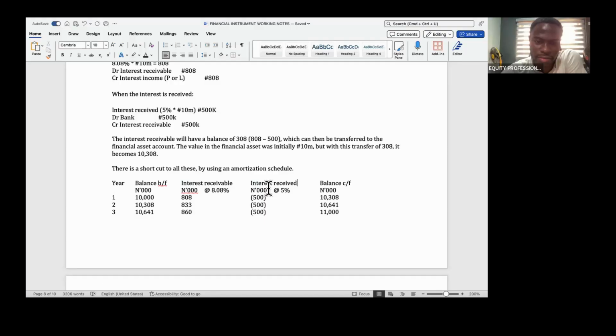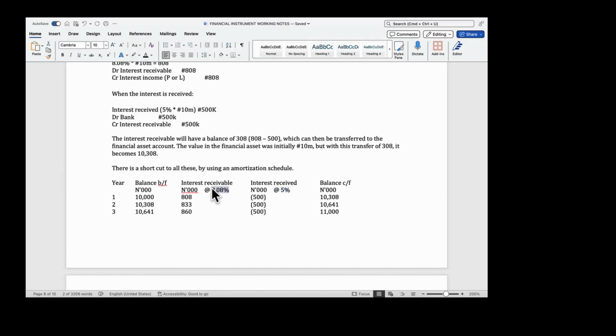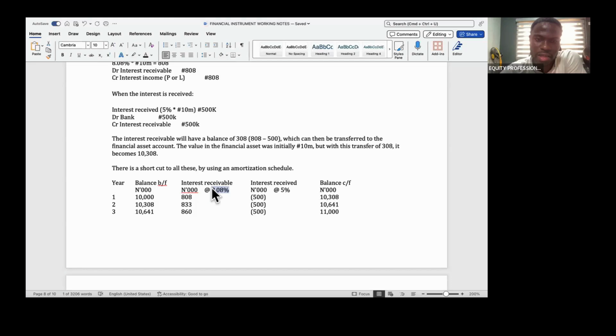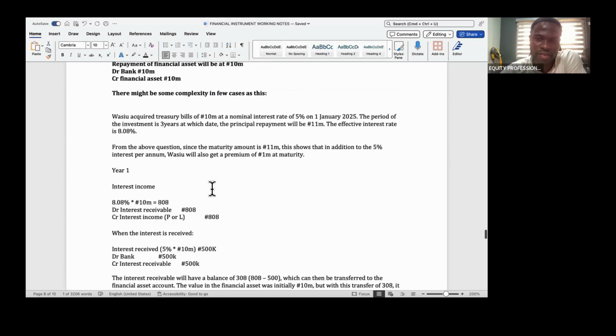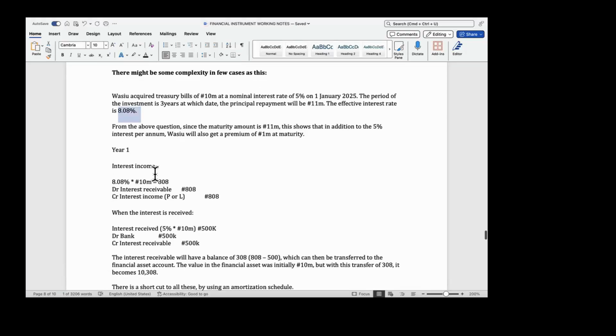Very different. This one is the actual interest you will get. This 8.08% is both this 5% and the premium. Which is also the effective interest rate. Exactly. Which is the effective interest. That's the effective interest rate we used here. Okay.